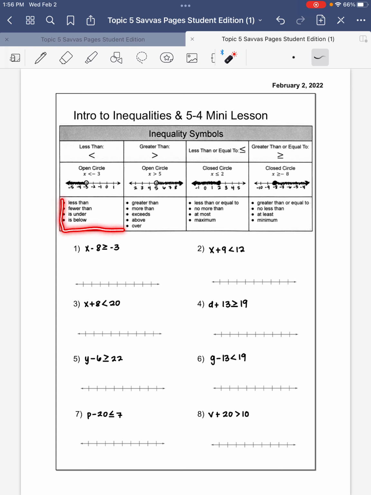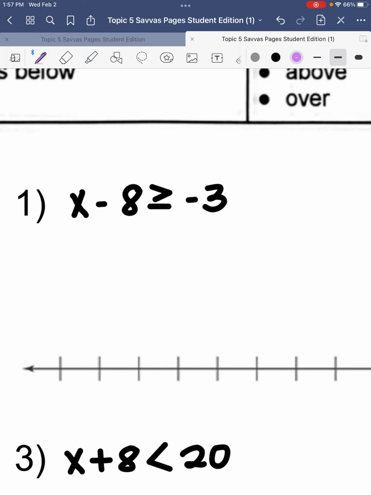Also here, the last row, we have some key words and phrases that go with each inequality symbol. That will help a lot as we get into word problems. So now that I've gone over that, let's get started with some examples. We're going to get started right here with number 1.